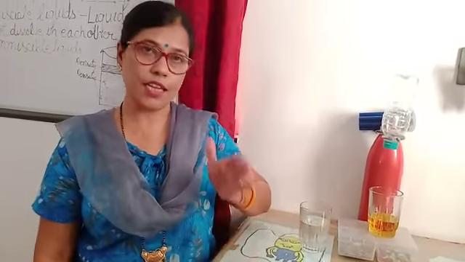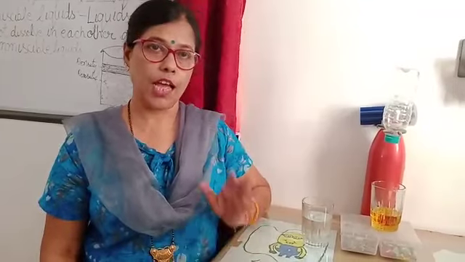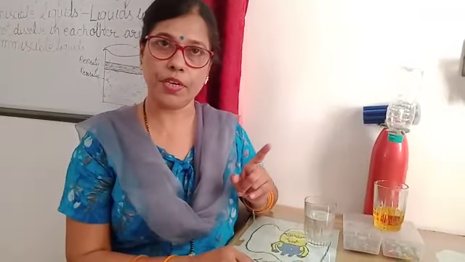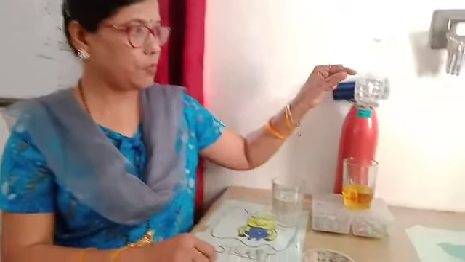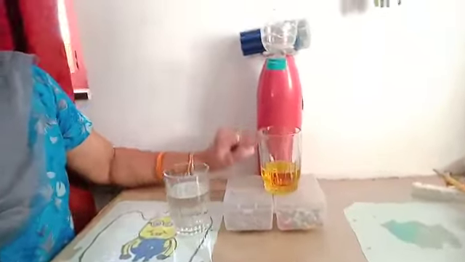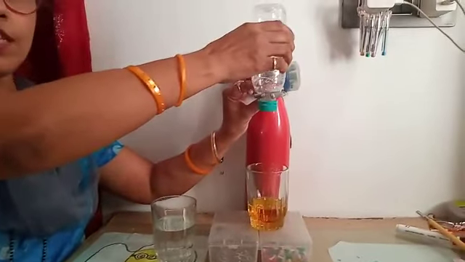Such a mixture gets separated by using an apparatus. And what is the name of that apparatus? The name of that apparatus is the separating funnel. Today I will prepare a separating funnel by using some waste material at my home. Look here, I have just prepared this. This is the stand I have made. This is the clamp to hold the separating funnel.